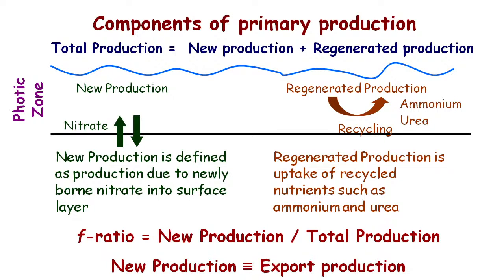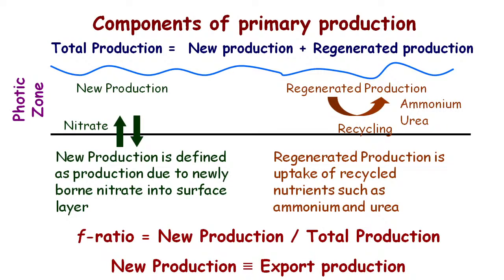Now previously we have seen that some part of the organic matter produced at the surface gets transported to the deep, but a major part is also recycled into the photic zone itself. In the recycling process, the organic matter is converted back to its original constituents, and when it decays, it liberates nitrogen in the form of ammonia and urea. Whatever productivity is supported by the uptake of these nutrients is called regenerated production, and the sum total of new production plus regenerated production is called total production.